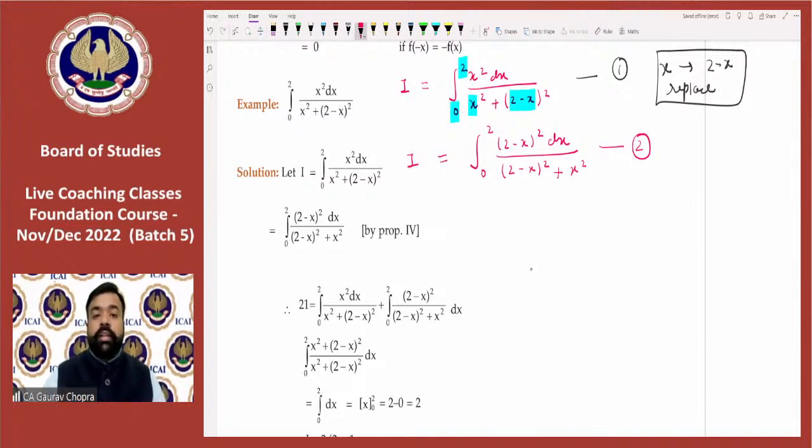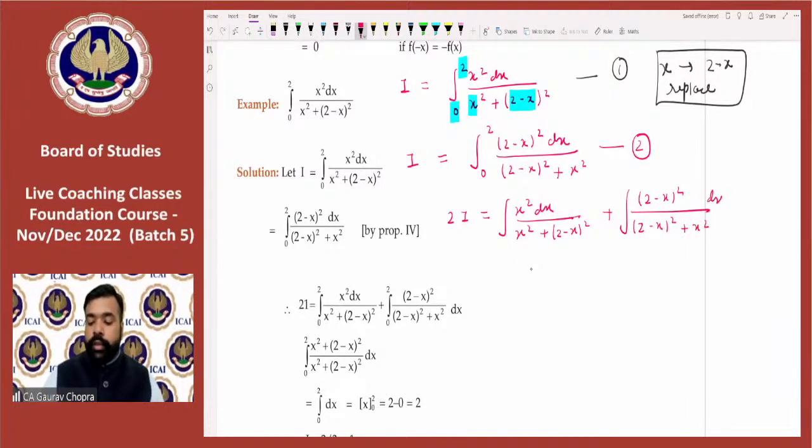we have the first equation and the second equation. Now here is one simple trick. We can add both the equations and get the result. So I plus I becomes 2I, equal to, let's add them: x square dx divided by x square plus (2 minus x) whole square, plus (2 minus x) whole square upon (2 minus x) square plus x square. We have done the simple addition.